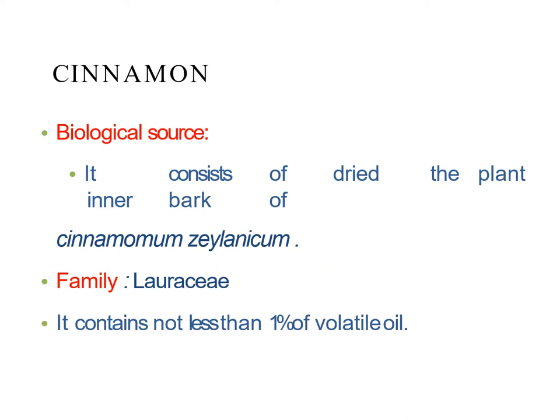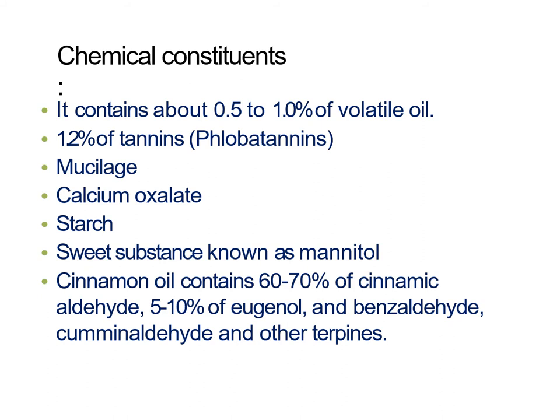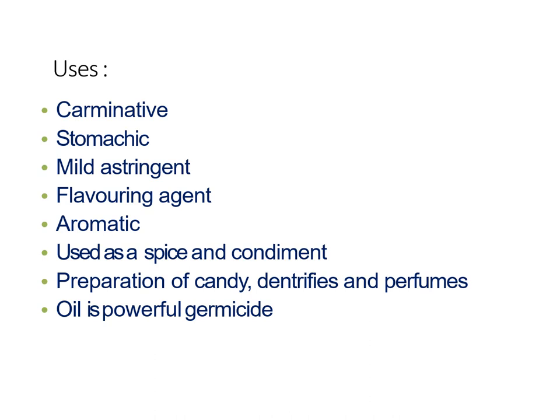Then cinnamon, next drug is cinnamon. Cinnamon biological source: it consists of dried inner bark of Cinnamomum zeylanicum, family Lauraceae. It contains 0.5 to 1% of volatile oil, 10 to 12% tannins, flavonoids, and mucilage, calcium oxalate, starch, sweet substances known as mannitol. Cinnamon oil contains 60 to 70% of cinnamic aldehyde, 5 to 10% of eugenol and benzaldehyde, cumin aldehyde, and other terpenes.